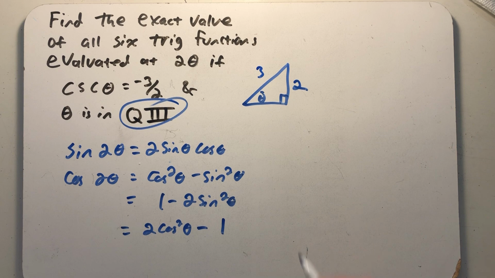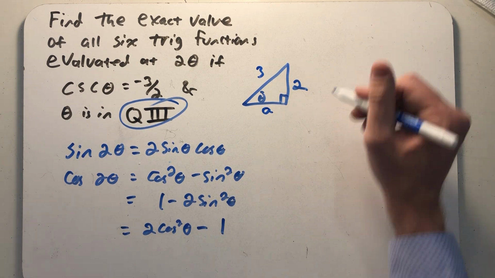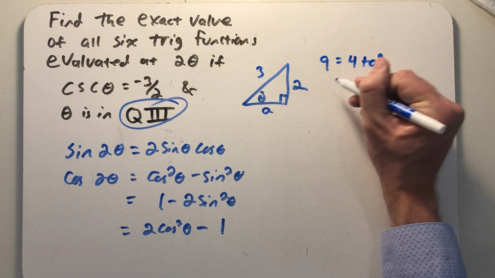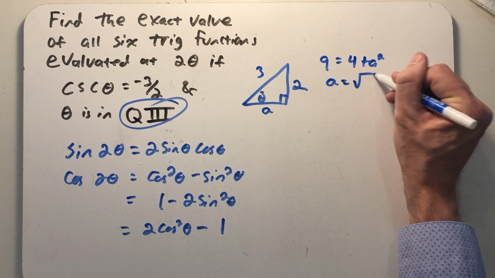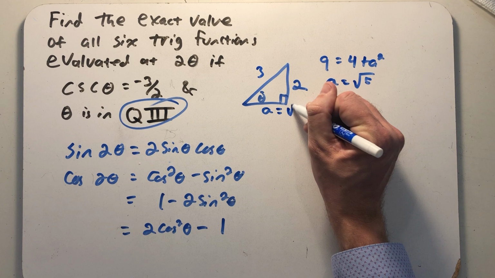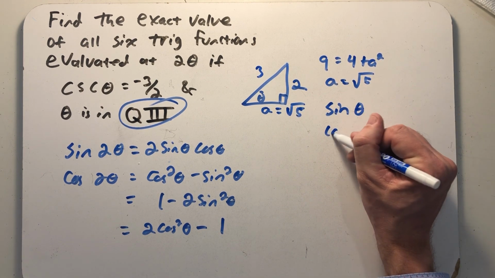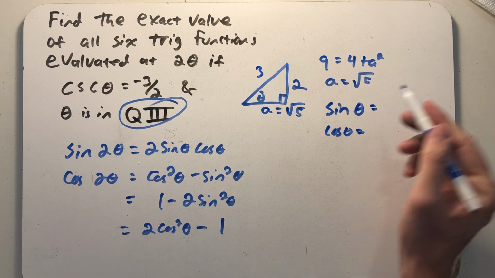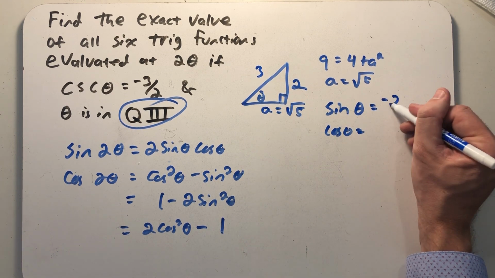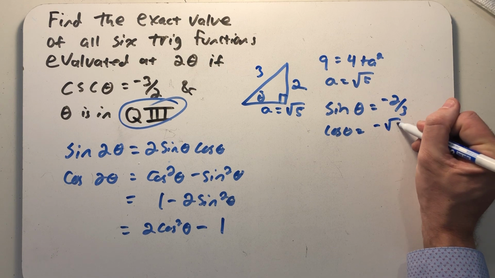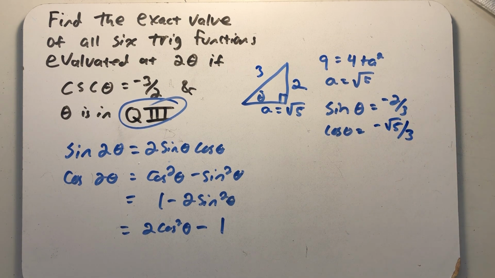All right, so I'm missing the adjacent side, so I know that 9 is equal to 4 plus a squared, so it looks to me like a is going to have to be the square root of 5. This will let me write down sine theta and cosine theta. Sine theta has to be minus 2/3, and I guess I already really knew that if I just took that reciprocal. And then in quadrant 3, cosine's also negative, so that's going to be minus root 5 over 3.